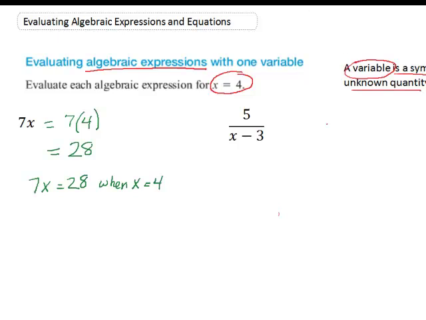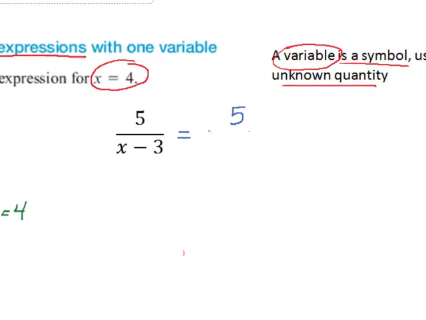Our second expression, 5 over x minus 3, you know that bar means division, but we're going to substitute in our 4. So 5 over 4 minus 3. Then we're going to simplify 4 minus 3 as 1. So we have 5 divided by 1, which is 5.